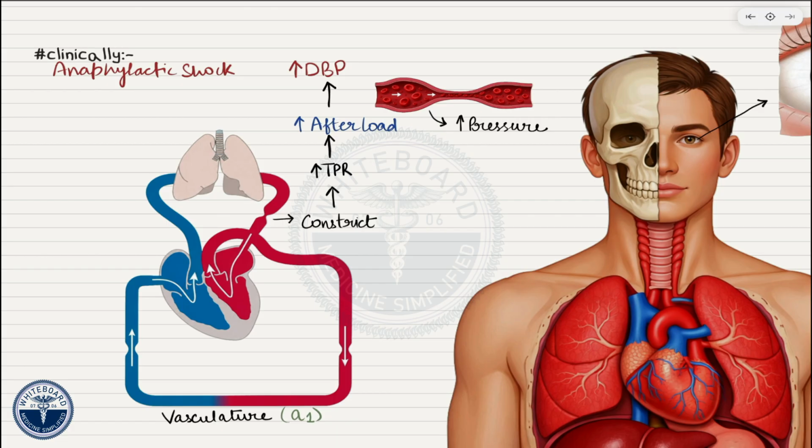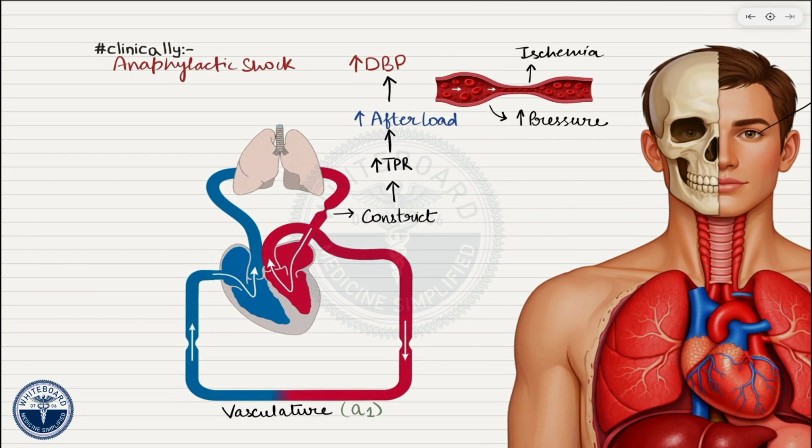By stimulating alpha-1 receptors, we can constrict the blood vessels, increase vascular resistance, and raise blood pressure back toward normal levels. However, this effect must be used carefully. Excessive vasoconstriction can reduce blood flow to tissues and may lead to ischemia. In addition, because alpha-1 stimulation increases afterload, the heart has to work harder, which can be problematic in patients with underlying heart disease. At the same time, alpha-1 receptor stimulation also causes venoconstriction.